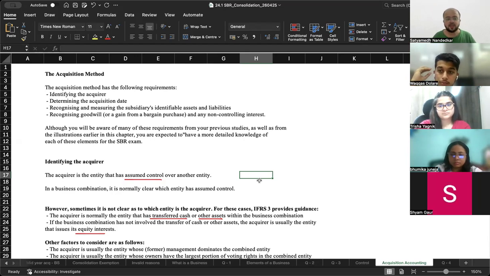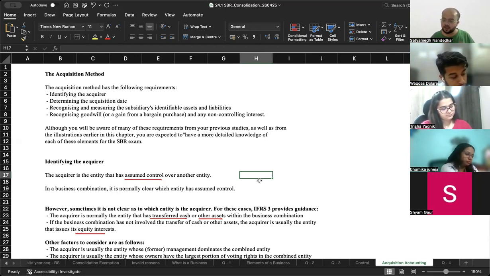In the acquisition method, there are a couple of points that will be tested. The first one is identifying the acquirer. Acquirer is usually the entity that has assumed control over the other entity. In a business combination, in the questions that are given to you, it will not be clear who is the acquirer. ठीक है. उस केस में आपको क्या करना है?